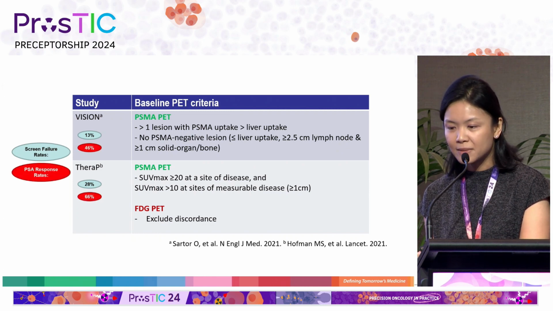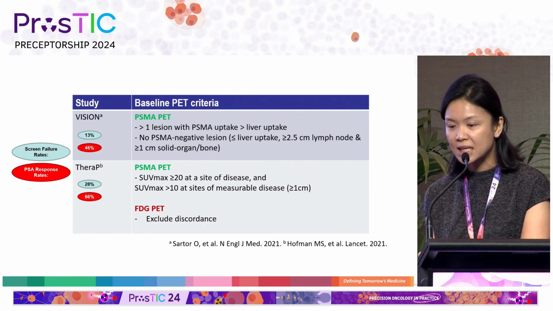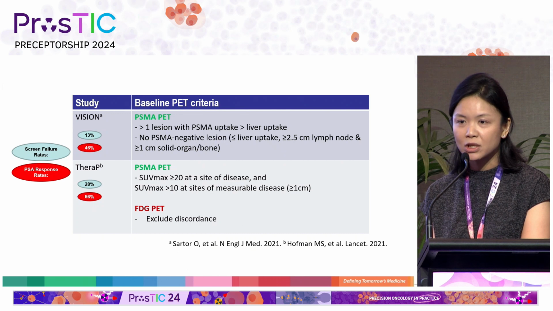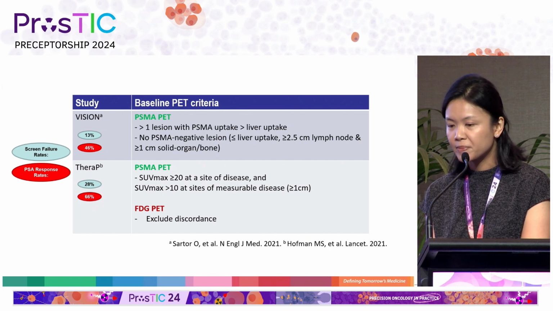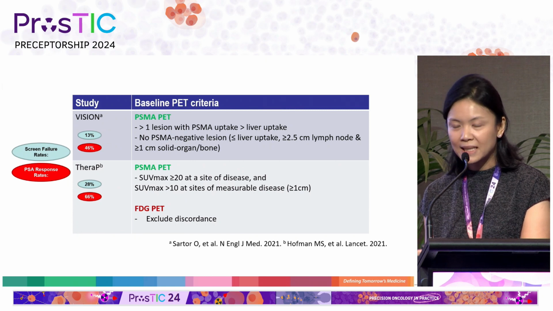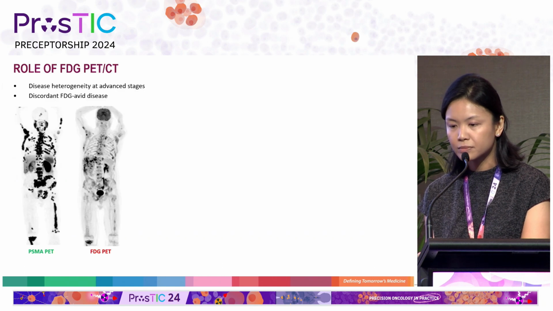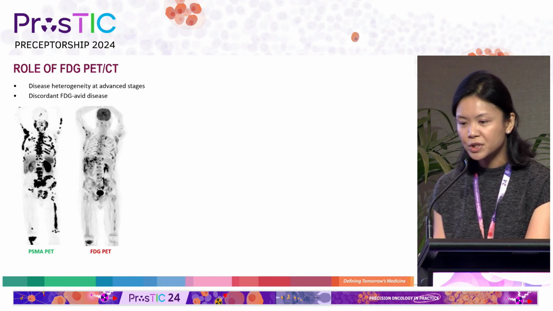Probably due to the better PET selection, and the eventual overall survival is also longer for the therapy trial. Although the two trials are not directly comparable, 40% of the vision trial patients already had cabazitaxel, and none of the patients in therapy trial had cabazitaxel, and the dosing is slightly different between the two as well. But nonetheless, I think there's a suggestion here that FDG PET may be able to help identify patients who will benefit most from treatment. So what is the role of FDG PET here?